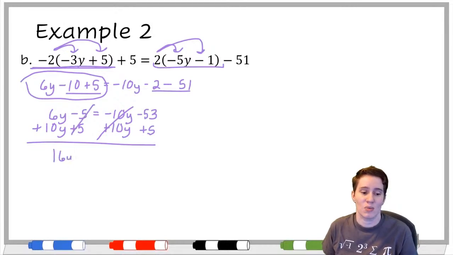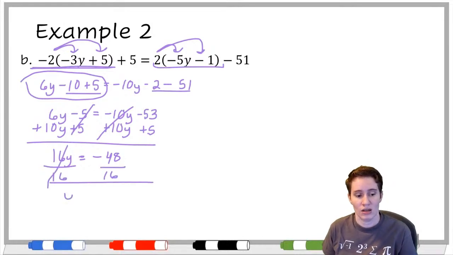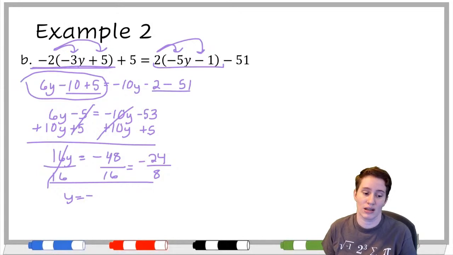That gives me 16y equals negative 48. And then we divide both sides by 16. Now this is a tricky one. I know it's negative because one of the numbers is negative, and I actually know what it is off the top of my head because of how much math I do. But if you don't know, you could just try simplifying this. Both of these numbers are divisible by 2. So if I divide them both by 2, that gives me negative 24 over 8, which is an easier division problem to do. That gives us negative 3.